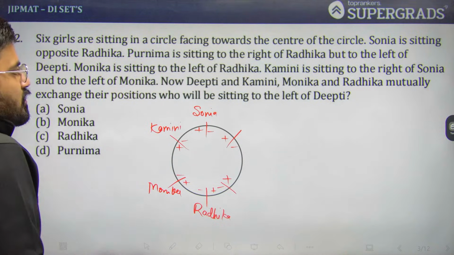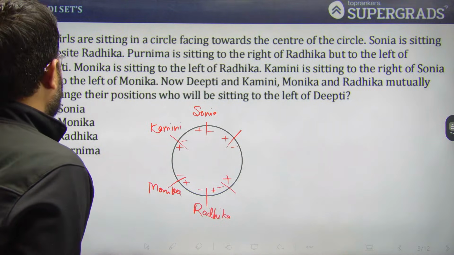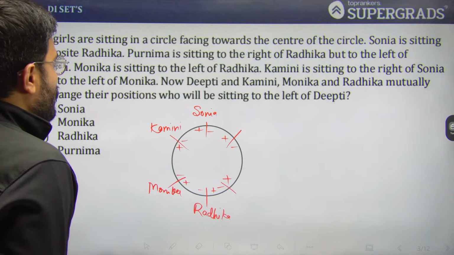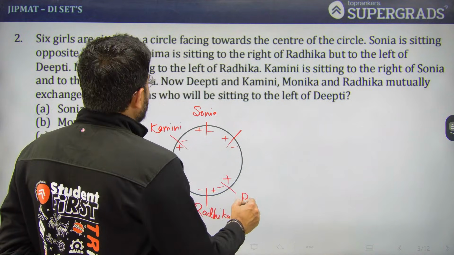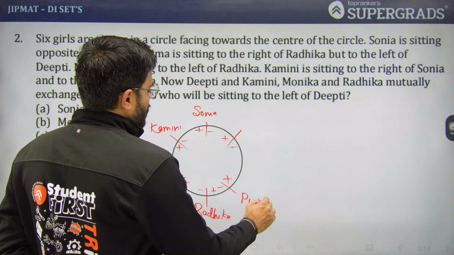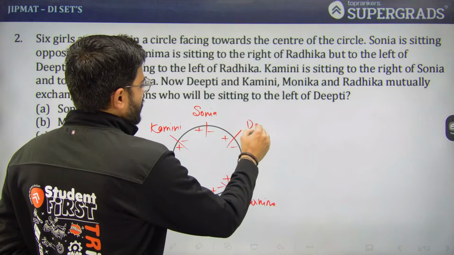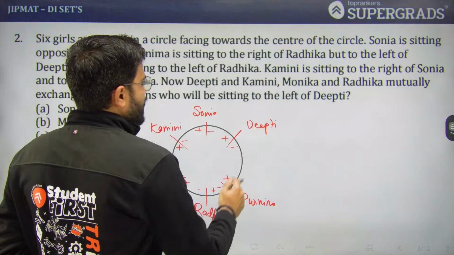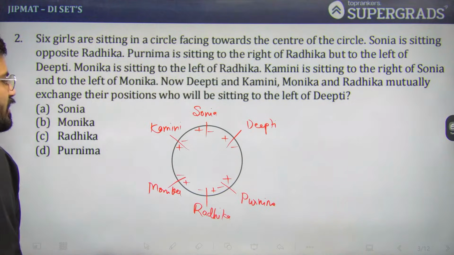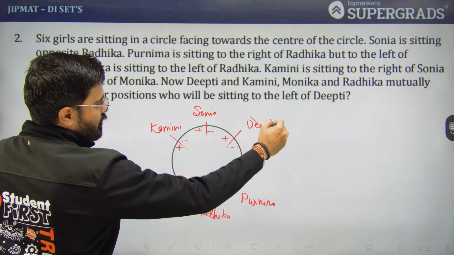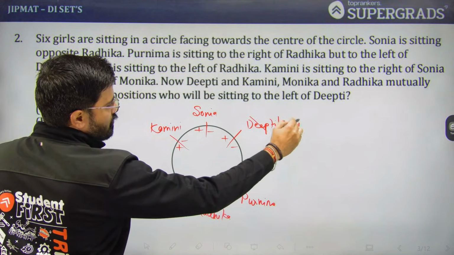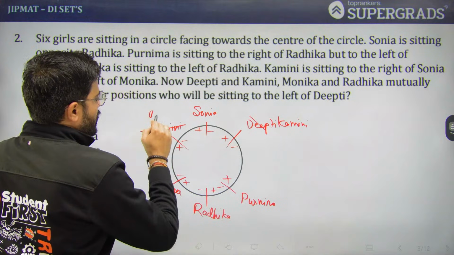So Purnima is sitting to the right of Radhika, but to the left of Deepti. Purnima is sitting to the right of Radhika. This is Purnima, but to the left of Deepti. Now what they are saying? Deepti and Kamini. This becomes Kamini and this becomes Deepti.